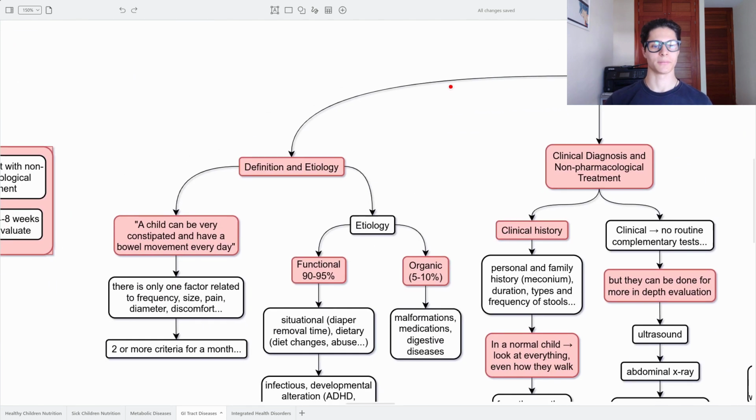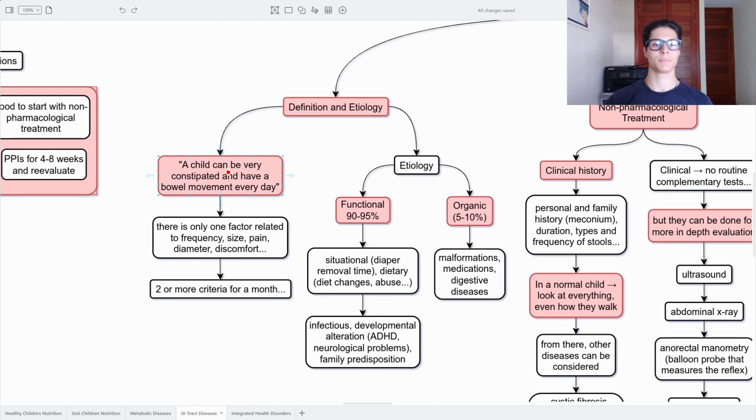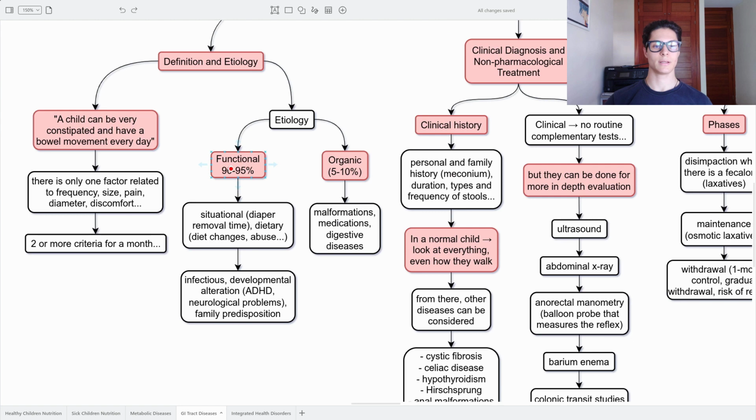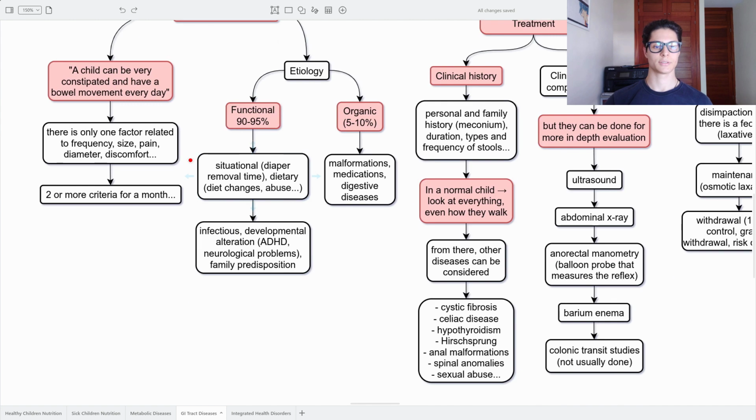Then we have constipation. Definition and etiology. A child can be very constipated and have a bowel movement every day. So you have to know that frequency is only one factor of many to consider constipation. The others are size, pain, diameter, discomfort. So if you have 2 or more criteria for a month, you can be considered constipated. Etiology, functional in the 90 or 95% of the cases, is situational. For example, in the diaper removal time, or dietary due to diet changes, or even abuse.